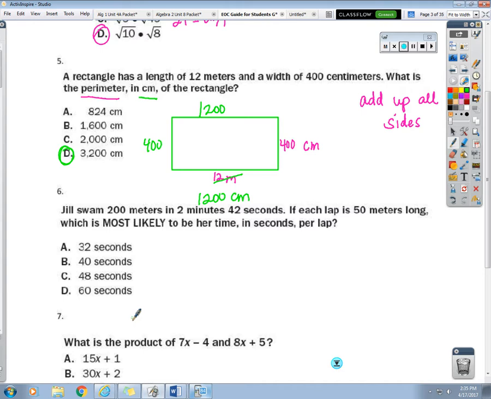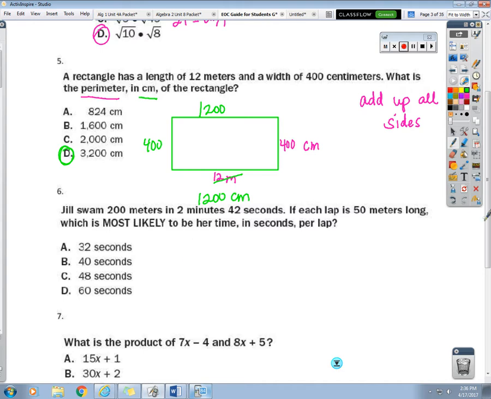Does that make sense? Just remember, every meter has 100 centimeters. So if it's in meters, to convert it to centimeters, you multiply by 100. If it had already been in centimeters, to convert to meters, you would have done what? Divided by 100, or moved the decimal 2 places.